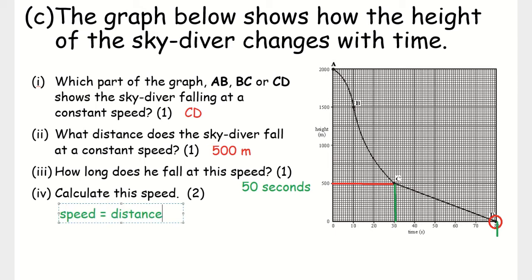Distance over time. And we've got that. And if we do that, the distance we've already worked out in part 2. So the distance there is going to be 500. We're going to have that divided by 50, and so that will give us 500 divided by 50 is 10 meters per second. So that's our speed.